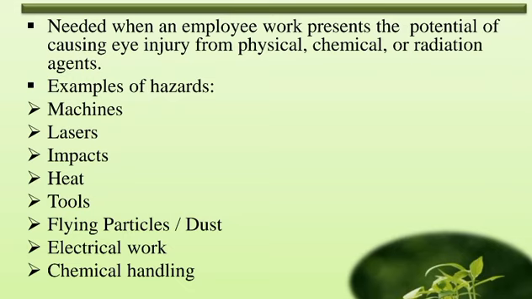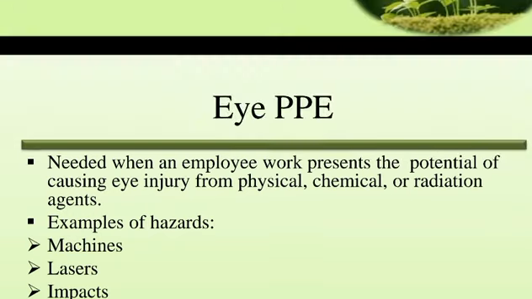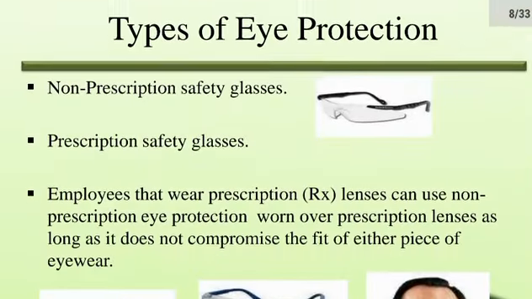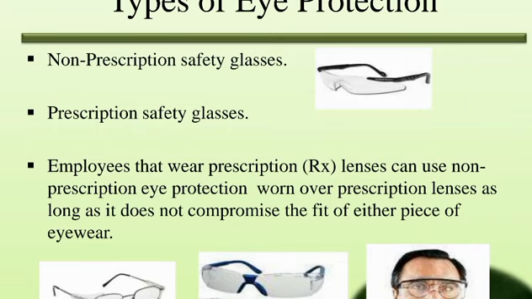First one is safety spectacles. Eye protection includes safety spectacles. You know what exactly safety spectacles means, right? Safety glasses that conform to the specific standards. All safety glasses have side shields. So how can you recognize a safety glass? It should have side shields. Goggles are used against chemicals or flying particles.